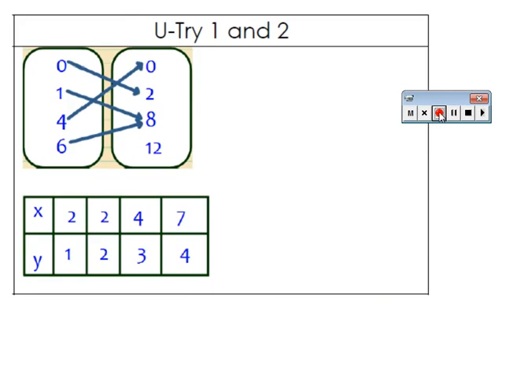Here is your try. Check to see if any of the domain values are going to two different y values, two different range values. If so, then it's not a function. As long as every domain value is paired up with only one y value, then it's a function.